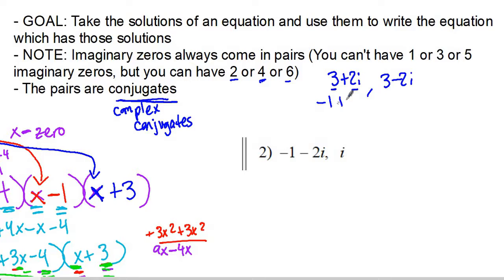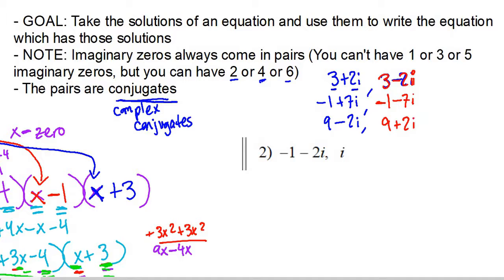Okay, the conjugate of negative 1 plus 7i. Let me write a couple more here. I want you to try to pause the video and see if you can figure out what the conjugates are. So this one would be 3 minus 2i. The conjugate of negative 1 plus 7i is negative 1 minus 7i. And finally, the conjugate of 9 minus 2i is 9 plus 2i.